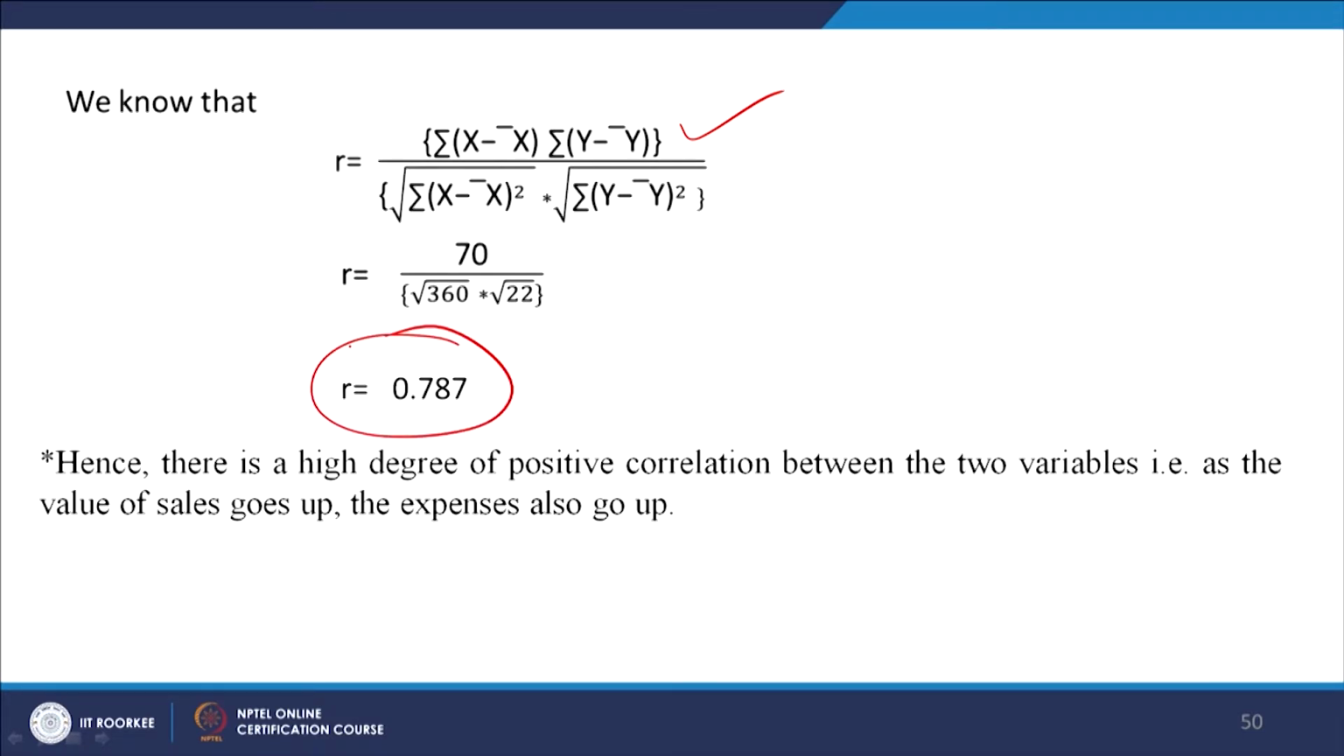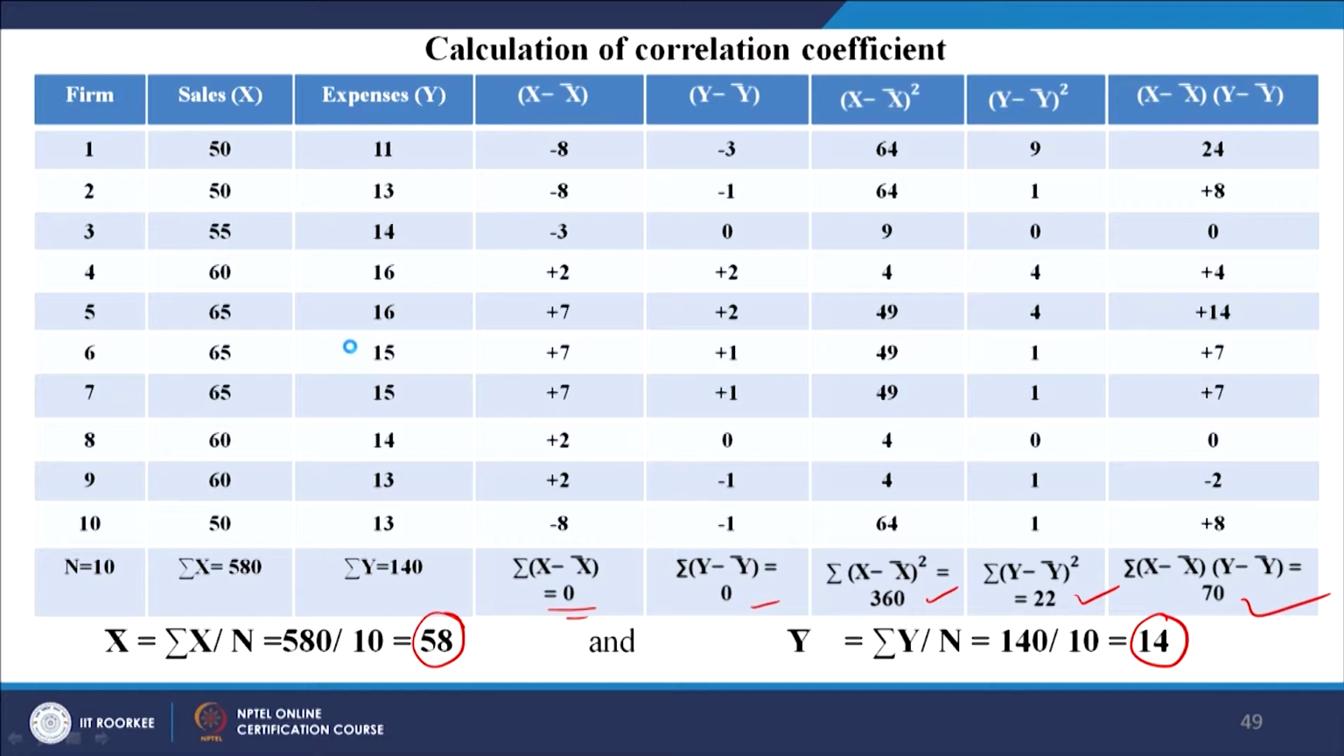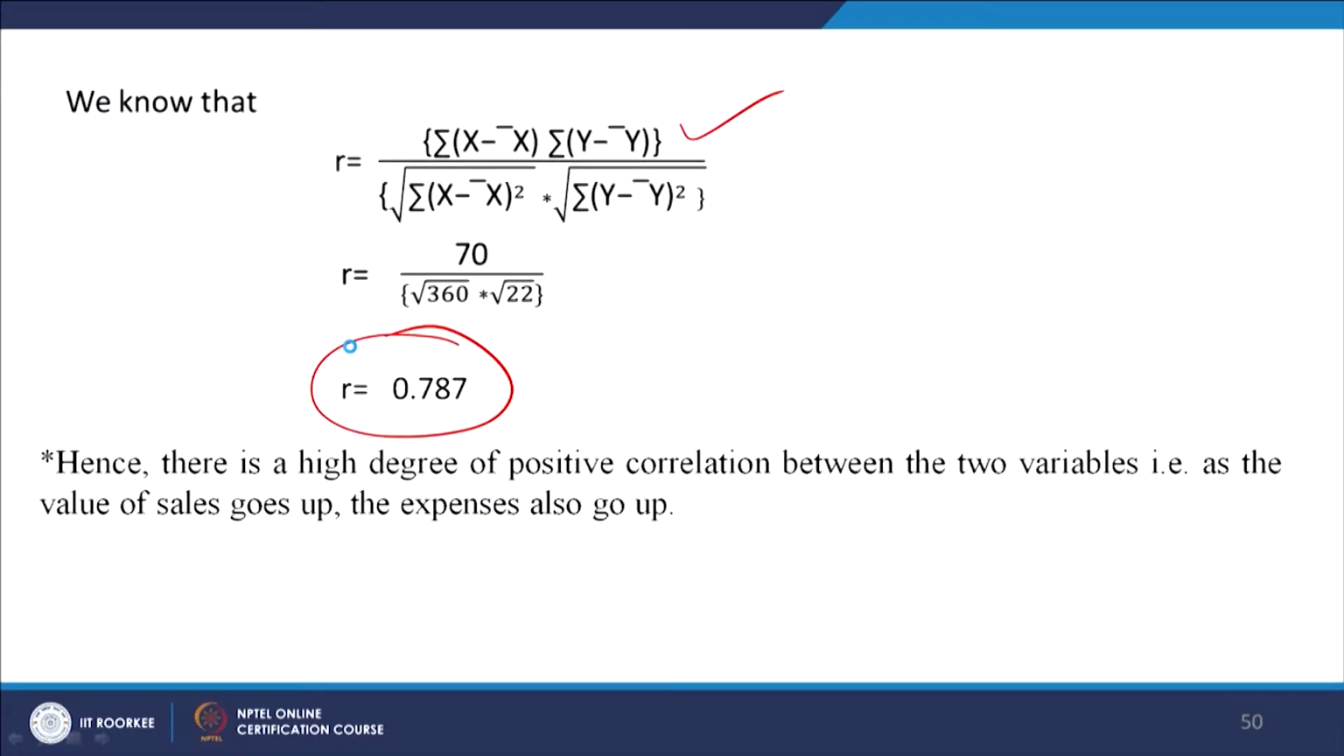So, my correlation between the sales and expense, first of all, is it positive or negative? It is positive. That means if expenses increase, my sales increase, right, and 0.787 means it is close to 1. So, it is high. There is a high degree of positive correlation between the two variables, that is, as the value of sales goes up, the expenses also go up.